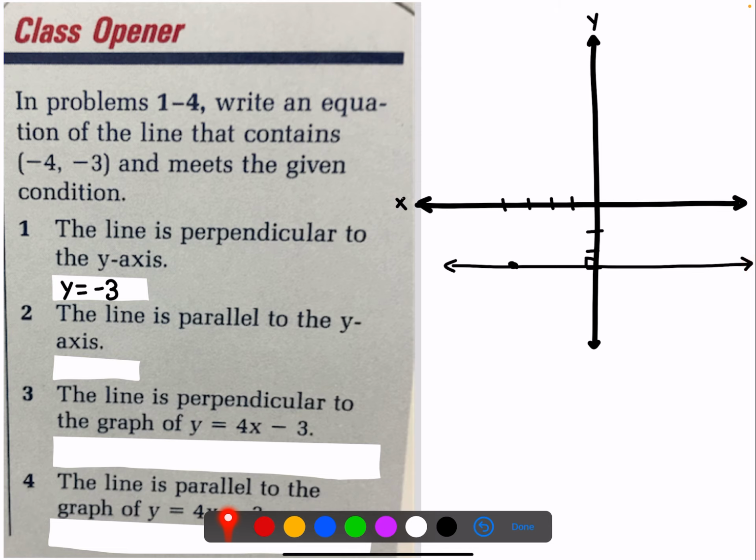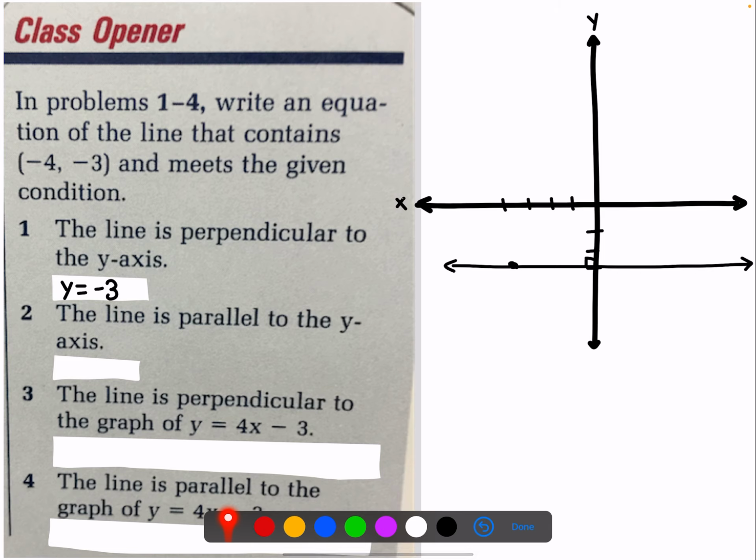If it's going through the point -4, -3, that means it's going to cross through the y-axis at (0, -3). Further, it is perpendicular, so it needs to have a slope of 0. Which leads us to our answer of the equation y equals -3.